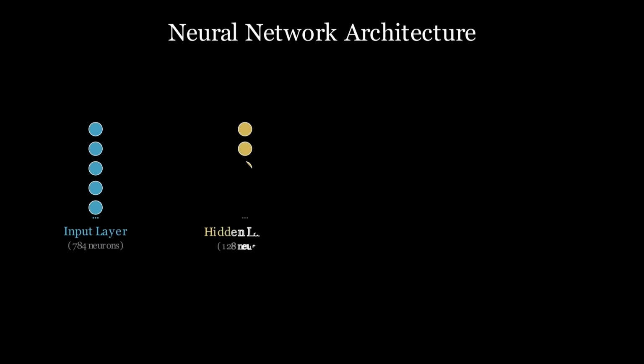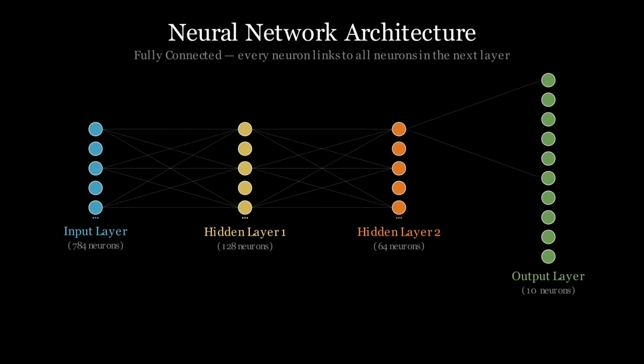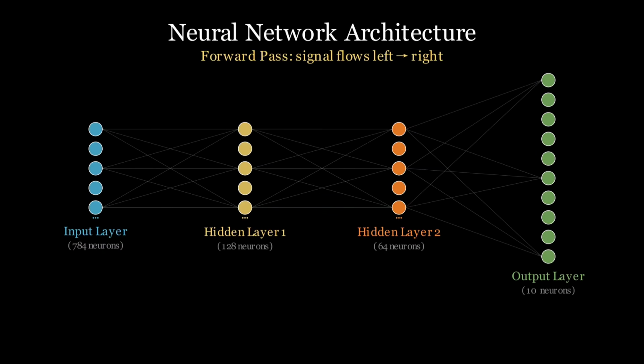The flattened image contains 784 values. These values become the inputs to our neural network. Our network contains two hidden layers. The first hidden layer has 128 neurons. The second hidden layer has 64 neurons. Finally, the output layer contains 10 neurons, one neuron for each possible digit from 0 to 9. As data flows through the network, each layer learns increasingly useful patterns from the image. The final layer produces scores that help us determine which digit is most likely present in the image.